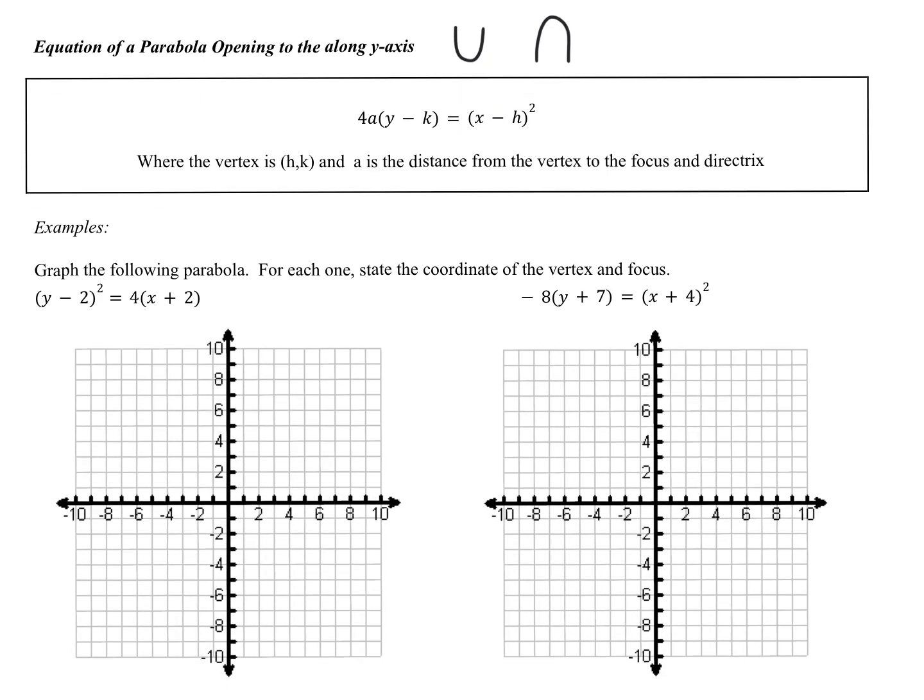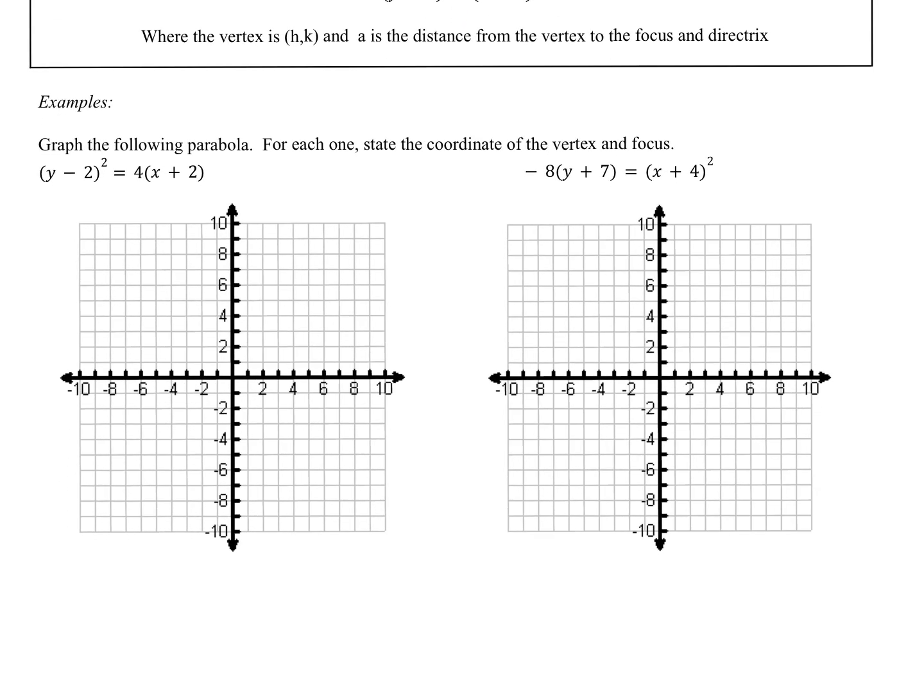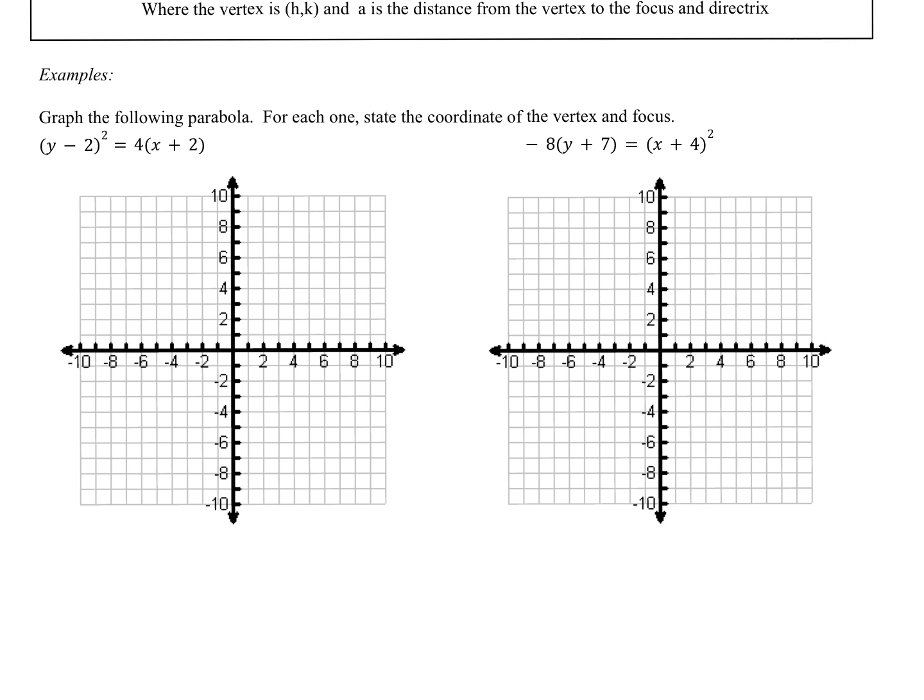Let's go ahead and do some examples. We're going to graph our parabolas, and for each one we want to state the coordinates of our vertex and our focus. And then we'll also do our latus rectum. It's easiest to start with your vertex. So my vertex here, the opposite of what's with x, negative 2, and the opposite of what's with y, positive 2.